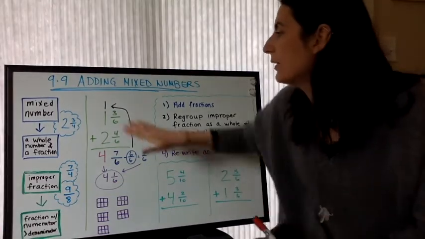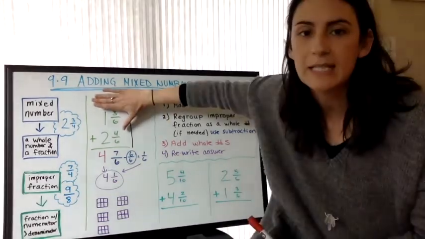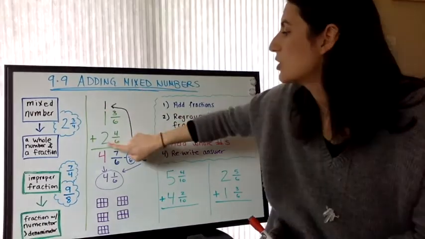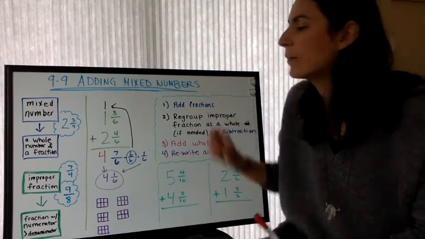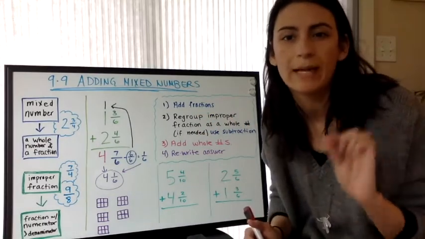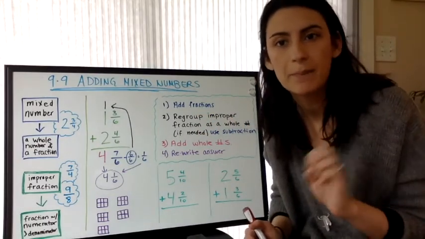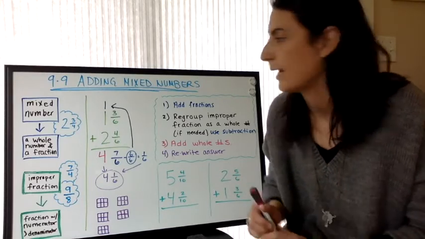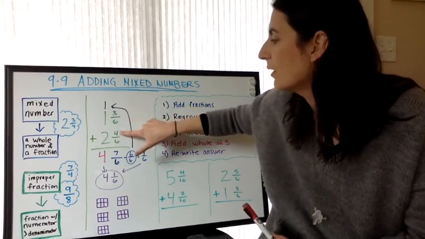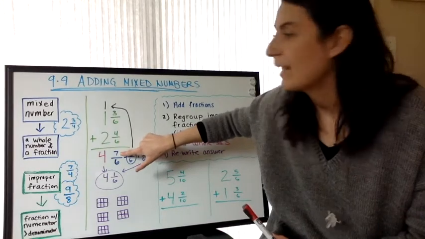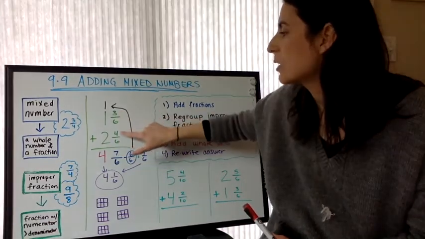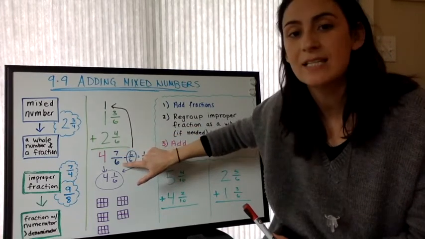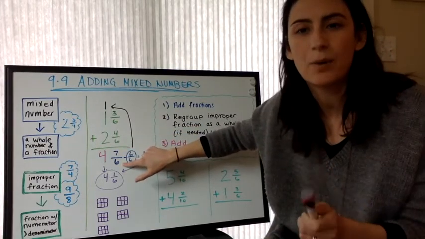So in my example here, I started with 1 3/6 plus 2 4/6. If I add my fractions first, remember when I add fractions, I'm only adding my numerator, the number on top. My denominator stays the same. So 3 plus 4 is 7. And my denominator of 6 stayed the same. So 3/6 plus 4/6 is 7/6, but that's improper.